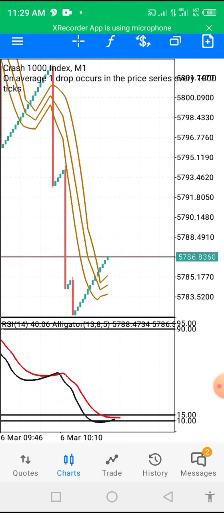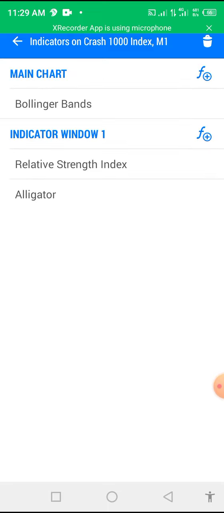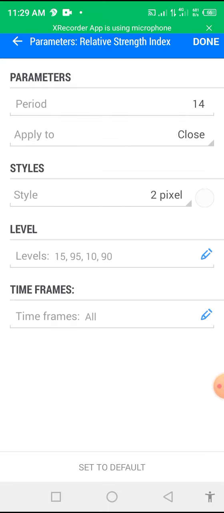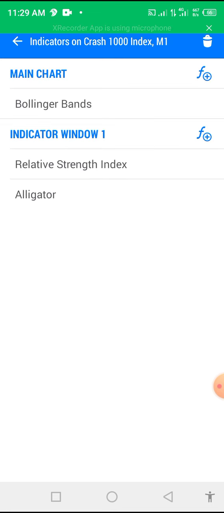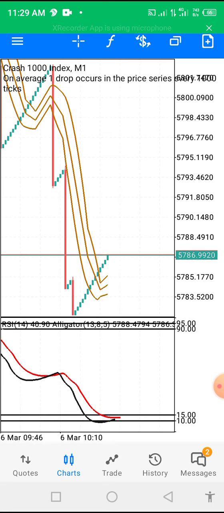This is how your main chart will look like. The next indicator you'll be adding is the Relative Strength Index, which has a period of 14, apply to close, style 2 pixel, and I'm using white. If you're using a white background, make sure you use a different color. Levels here are 15, 95, 10, and 90. After that you click on done, and this is how it looks.